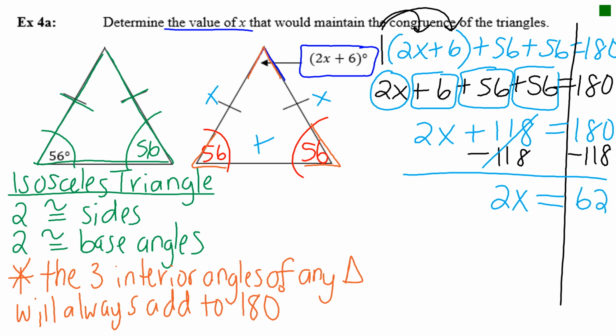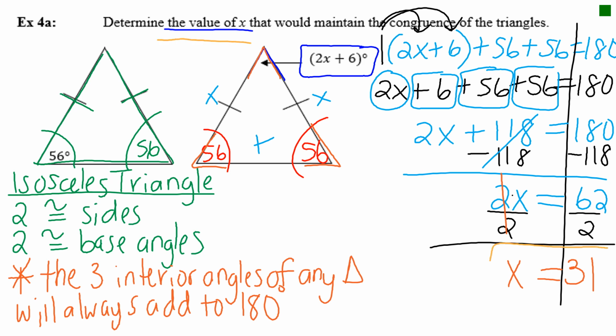And then the last step will be to divide or multiply. We're going to divide both sides by 2, to undo the multiplication by 2. So then it looks like 2 divided by 2 is 1. Bring down x equals 62 divided by 2 is going to give us 31. The directions were to determine the value of x. We did that. So final answer is going to be x is equal to 31.